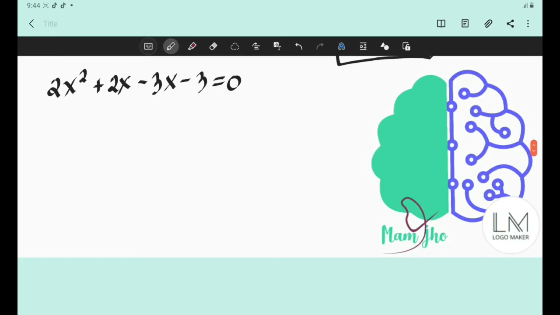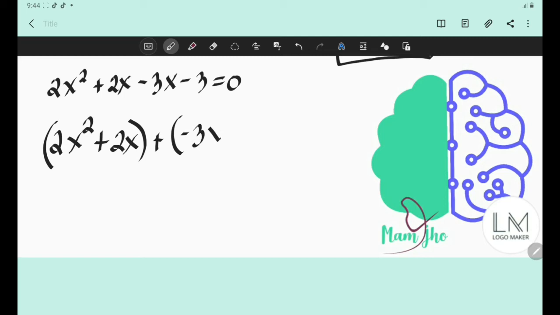So, after nating i-rewrite, gumamit tayo ng grouping symbol. So, i-group natin siya into 2. So, we will have 2x squared plus 2x. So, ito yung first group natin. We will use a parenthesis. Then, plus, yung second group naman natin, we will have negative 3x minus 3 is equal to 0. So, saan natin nakuha yon?